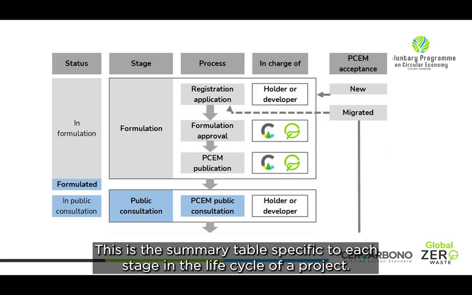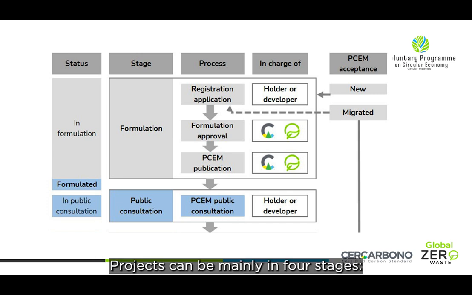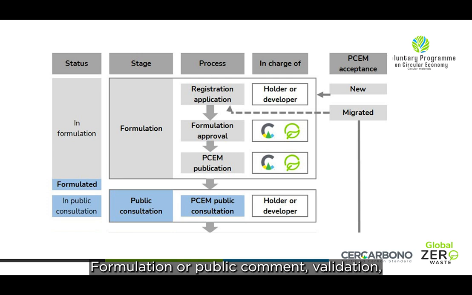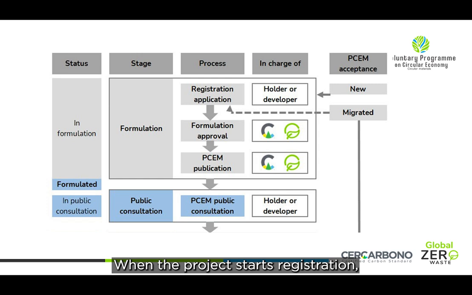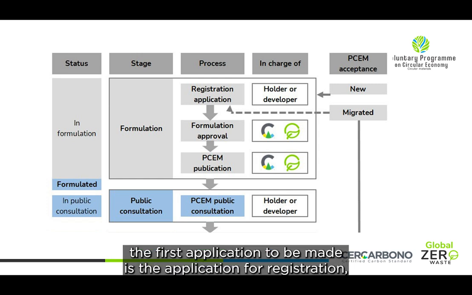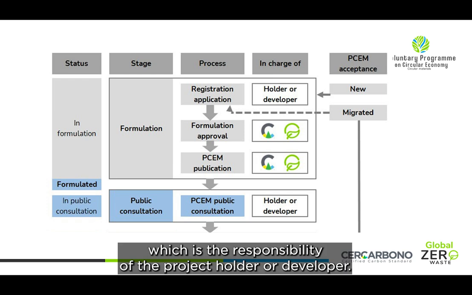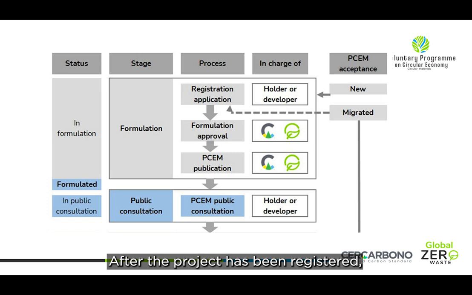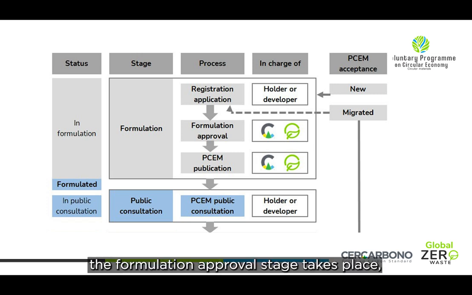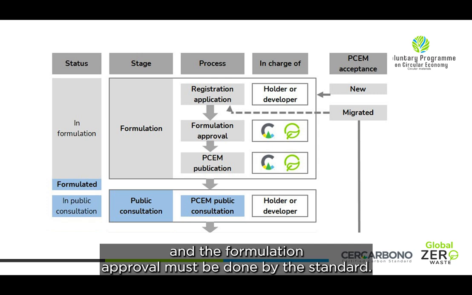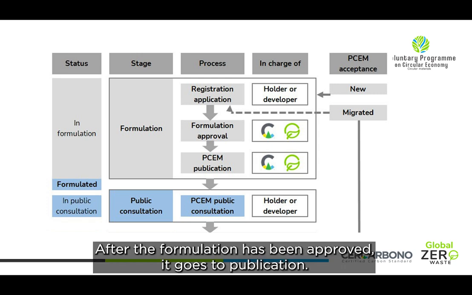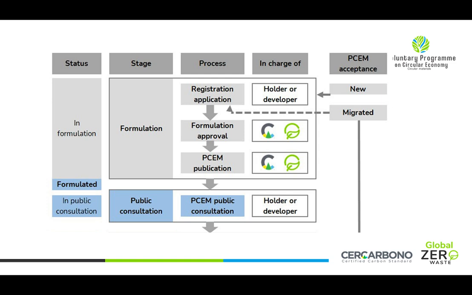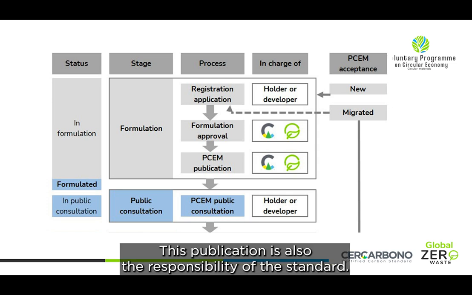This is the summary table specific to each stage in the life cycle of a project. Projects can be mainly in 4 stages: formulation, public comment, validation, verification, or certification. When the project starts registration, the first application to be made is the application for registration, which is the responsibility of the project holder or developer. After the project has been registered, the formulation approval stage takes place, and the formulation approval must be done by the standard. After the formulation has been approved, it goes to publication. This publication is also the responsibility of the standard.